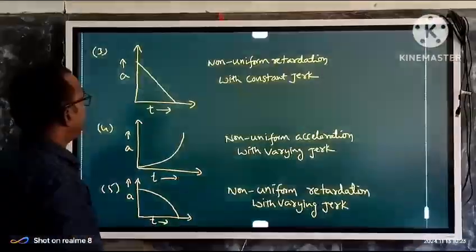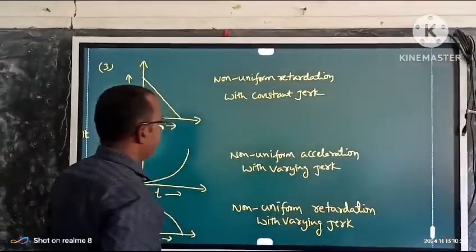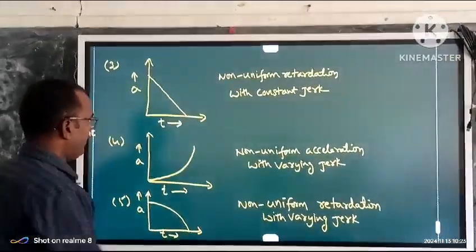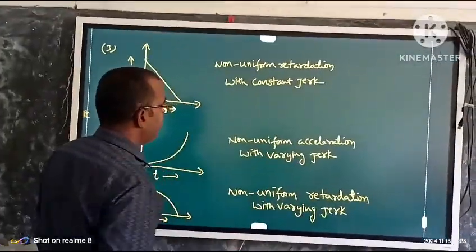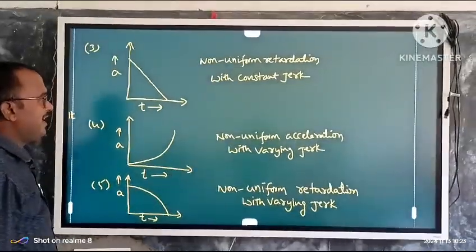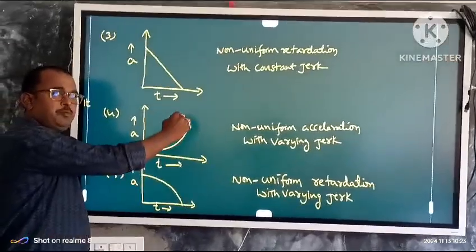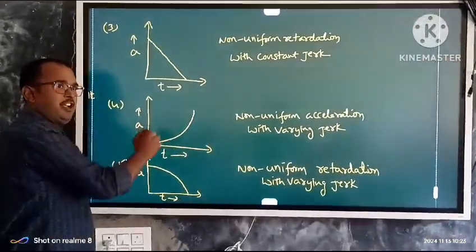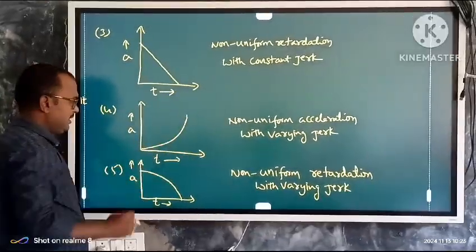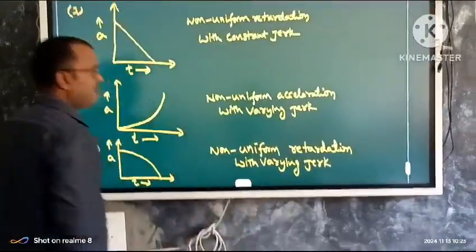This is the acceleration time graph for non-uniform retardation with constant jerk. Again, this is the acceleration time graph for non-uniform acceleration with varying jerk. See, acceleration means slope is positive. For uniform, we get a straight line. For non-uniform, we get a curved line. Similarly, this is the graph for non-uniform retardation with varying jerk.